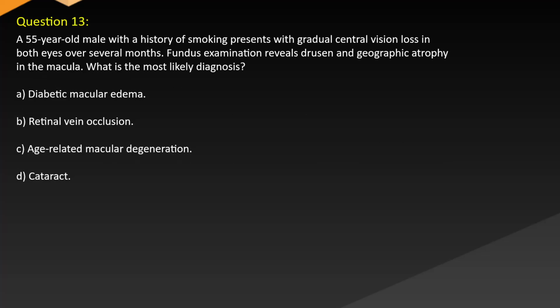Question 13. A 55-year-old male with a history of smoking presents with gradual central vision loss in both eyes over several months. Fundus examination reveals drusen and geographic atrophy in the macula. What is the most likely diagnosis? A. Diabetic macular edema. B. Retinal vein occlusion. C. Age-related macular degeneration. D. Cataract.